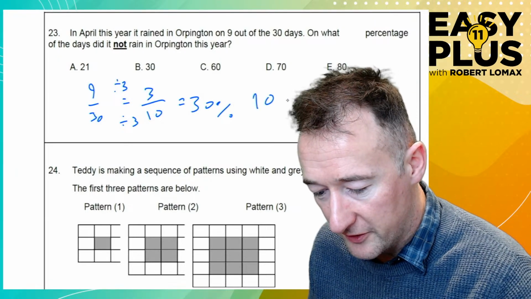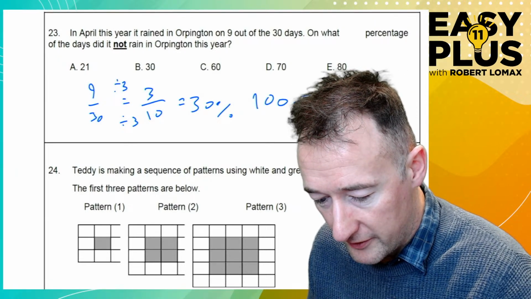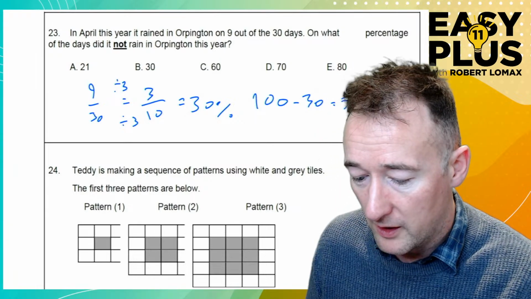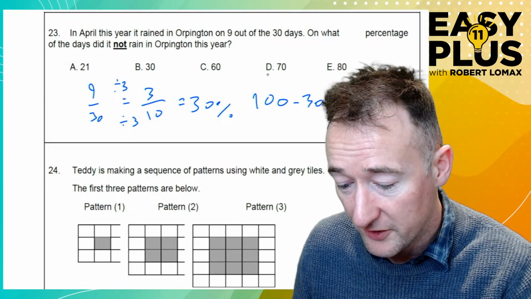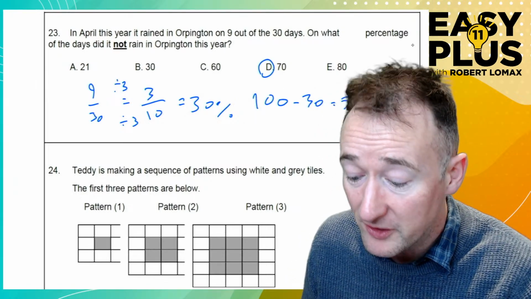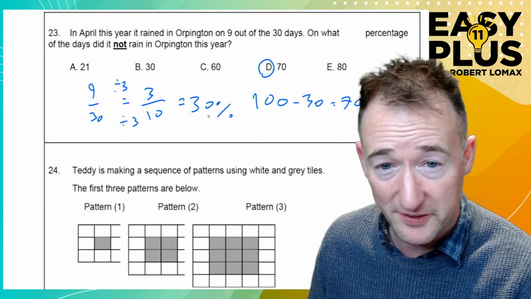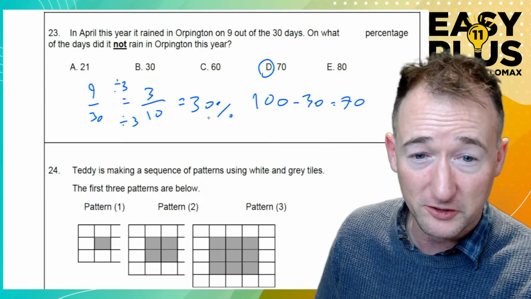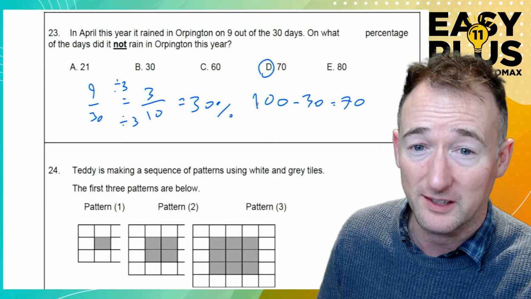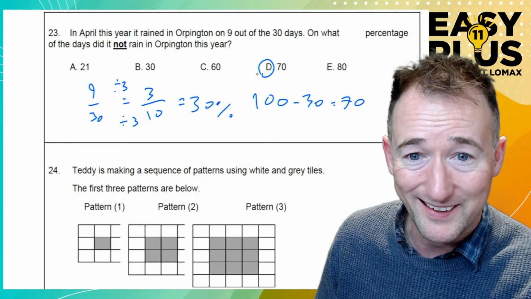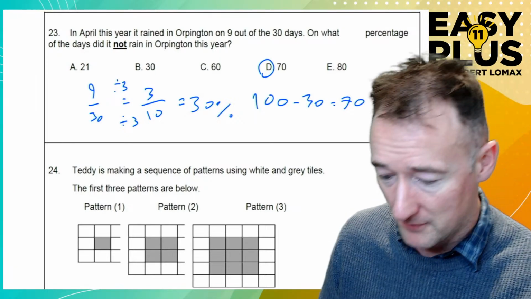So 100 minus 30 is 70. So in other words, the leftover days are 70%. It rained on 30% of days. Percentage is out of 100, so that means that there are 70% of days on which it did not rain.